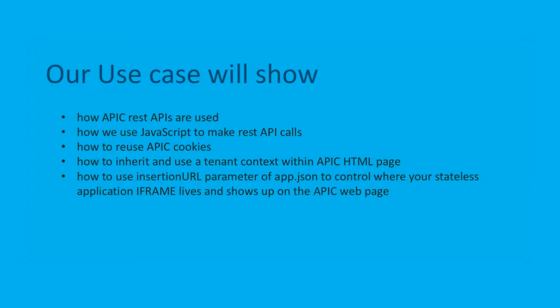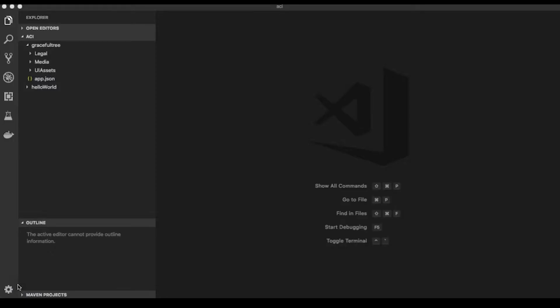Our use case will show us how APIC REST APIs are used, how we use JavaScript to make REST API calls, how to reuse APIC cookies, how to inherit and use a tenant context within the APIC HTML page, and how to use insertion URL parameter to modify where your stateless application iframe lives and shows up on the APIC webpage. Let's open our starter Git repo ACI directory we copied to Nginx in Visual Studio Code.